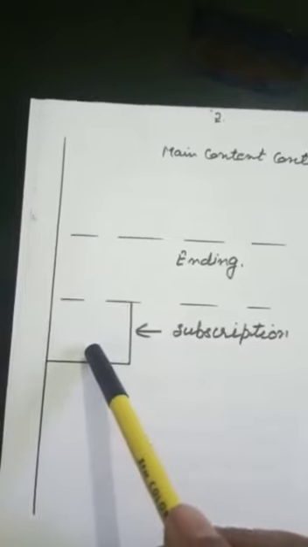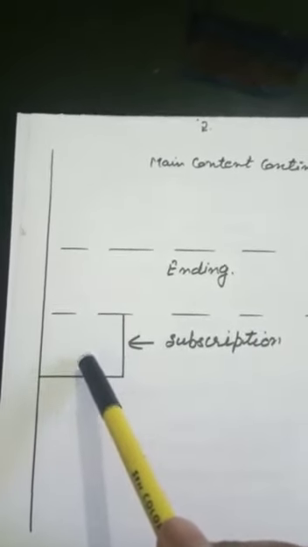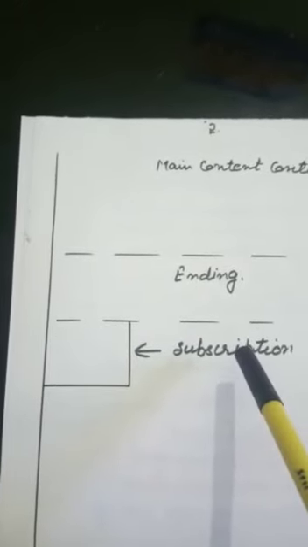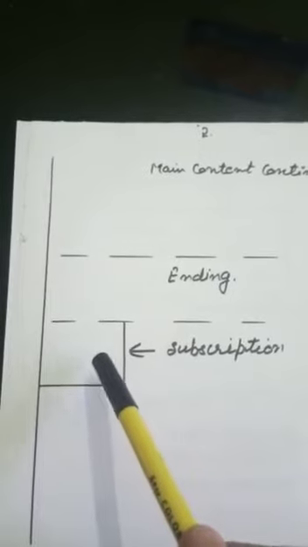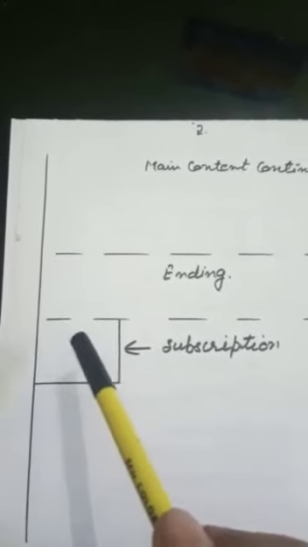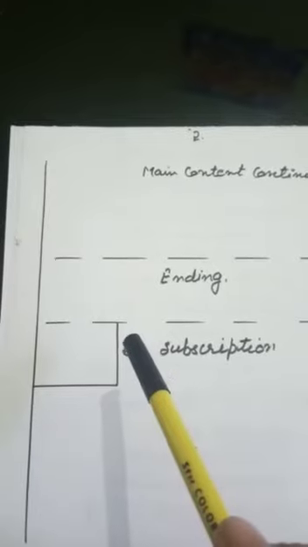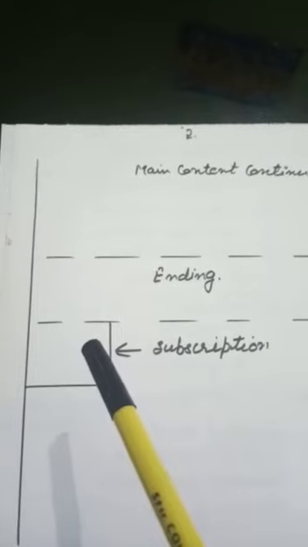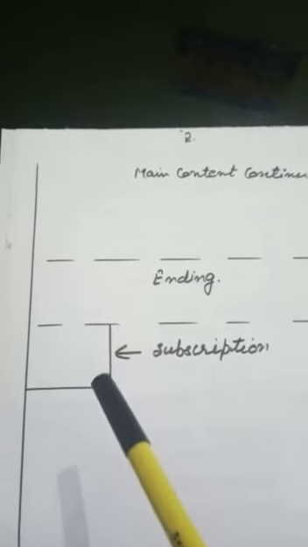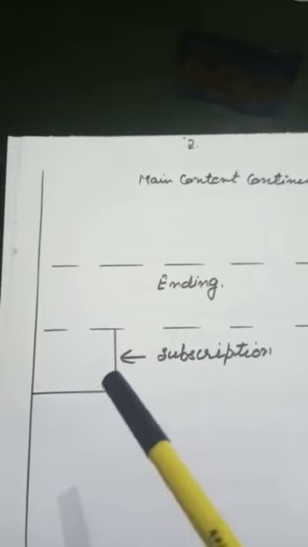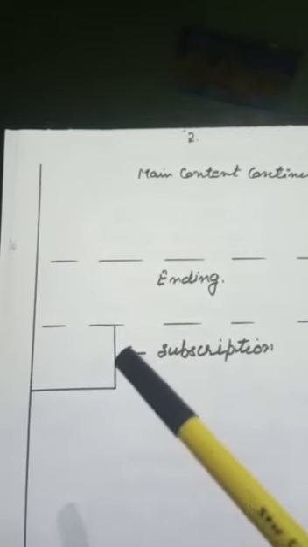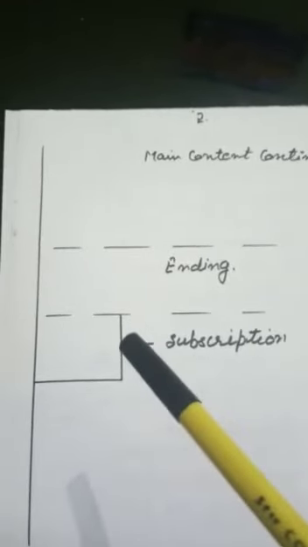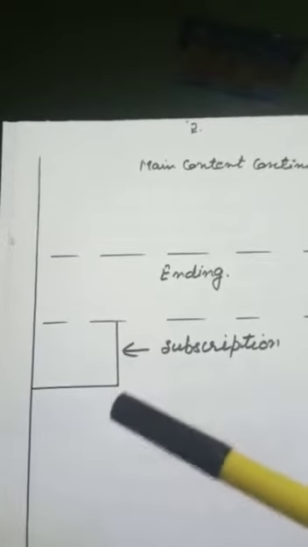Then come to this box here on the left side. This is the box for subscription. Students, try to understand subscription is also important because here you will write yours sincerely, yours truly, etc. And then beneath that you will put your sign, then you will write your name, and at last you will write your designation. You can write either name or designation, whichever is given, but when both are given, the name should be written and then the designation.